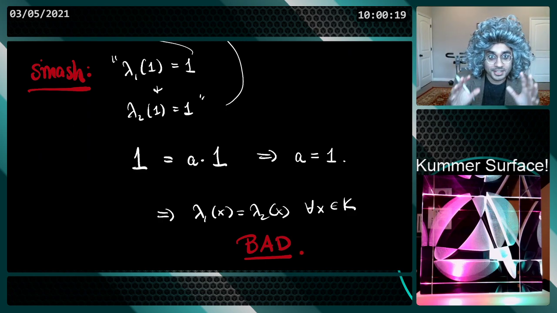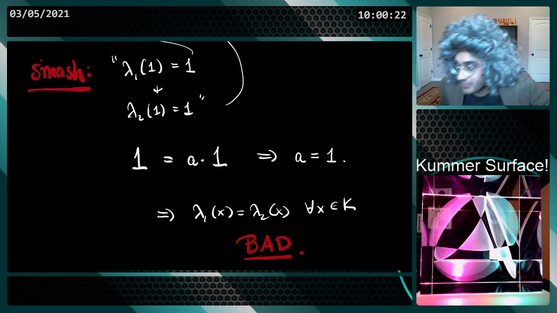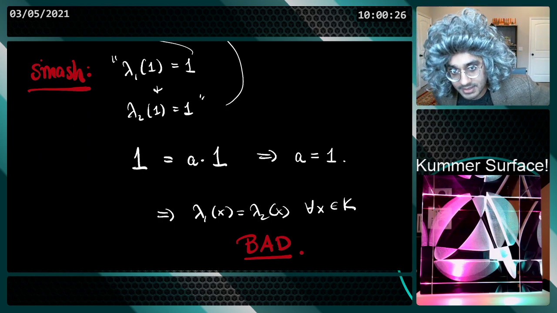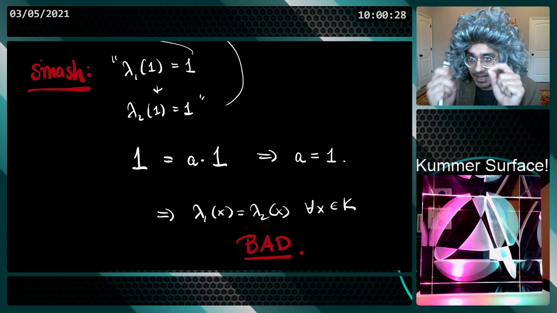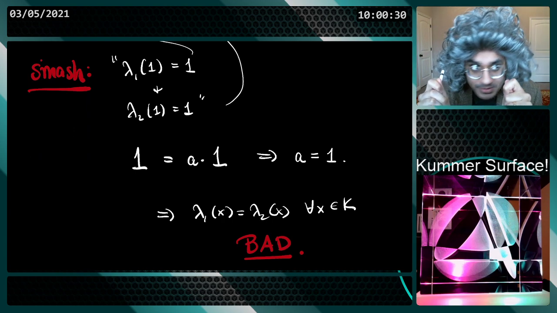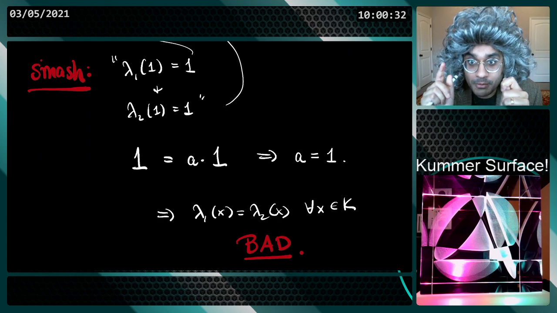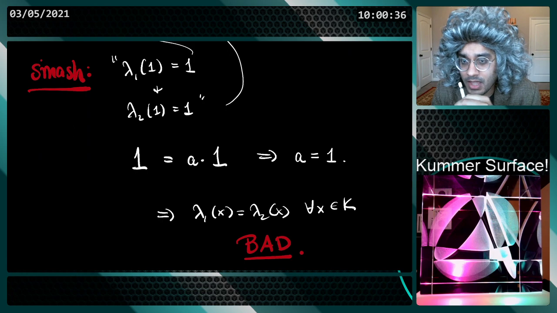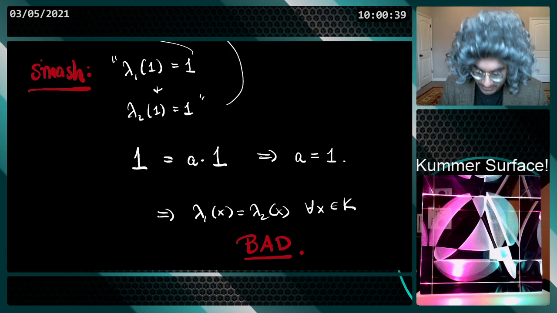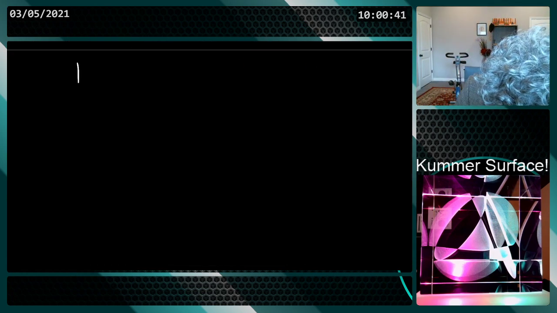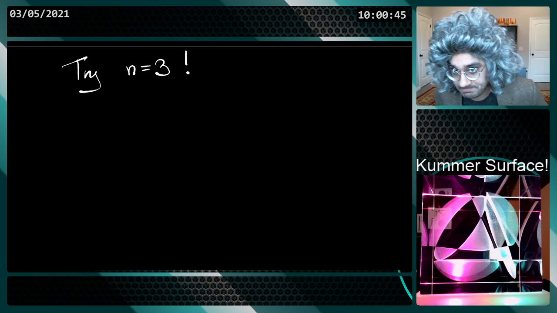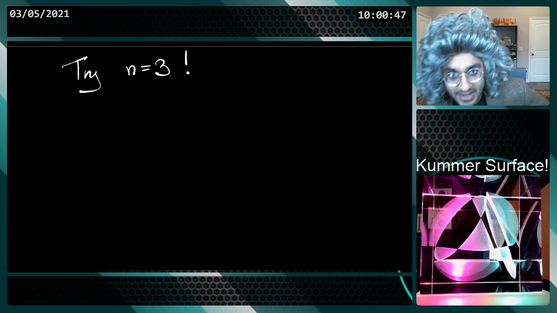Okay? Just that small bit of observation, thanks to Smash Time, clinches this version. Any two distinct homomorphisms cannot differ by a scalar in L. Let's summarize it like that. Okay, now let's do 3. Let's do 3 now. Try n equals 3, just for fun.